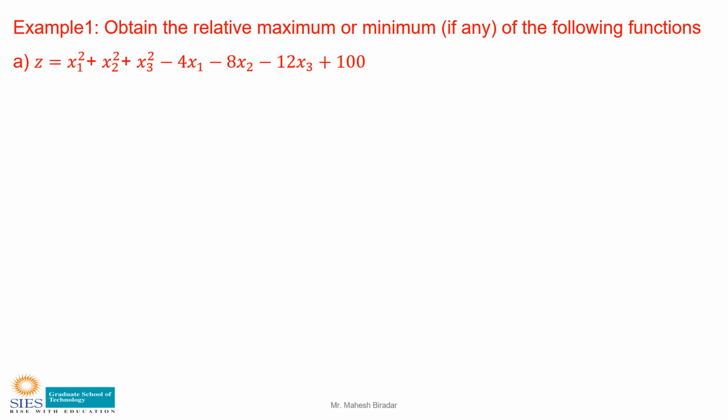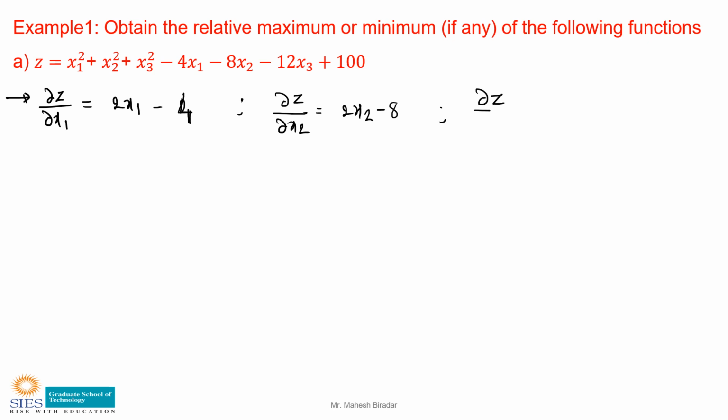Now let us solve this example here. You can remember there is no constraint here. Okay, so obtain the relative maximum or minimum, if any, of the following functions. So they have given z. The procedure is we have to differentiate this z with respect to x1 first. So if I differentiate this z with respect to x1, we get 2x1 minus 2 minus 4, this is the derivative of z with respect to x1. Then you can differentiate this z with respect to x2 also, which is 2x2 minus 8.